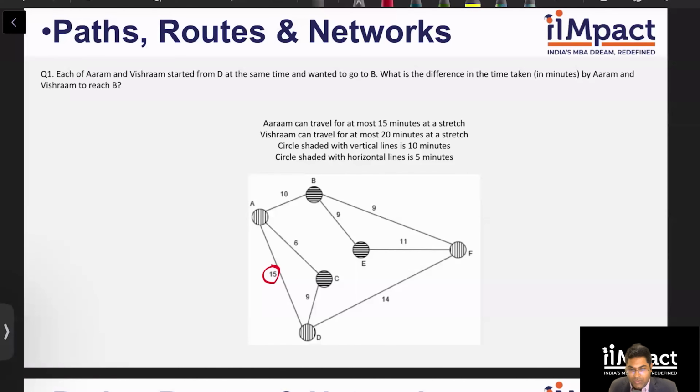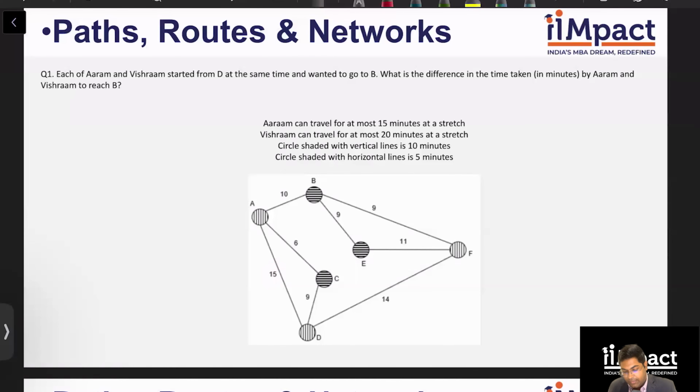And there is no route connected from A which is less than equal to 5. So if they go along this route, both of them will start at D, go to A and take a break there before moving forward. Similarly, if I look at D to F, I have 14 minutes. Now from 14 minutes, I'm left with 6 minutes for Vishram. Is there any route from F which is giving 6 minutes? No. So again, I know that all of these distances where the distance is either less than equal to 15 or more than 20, it's the same thing.